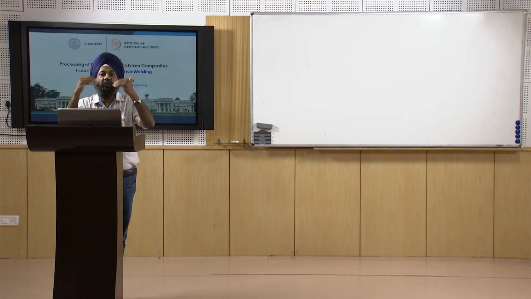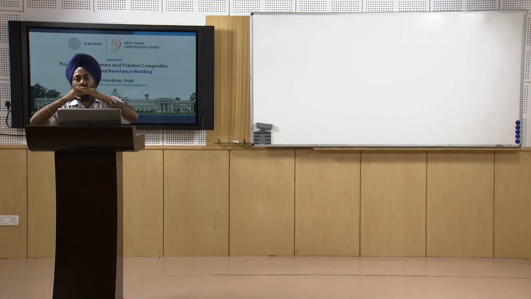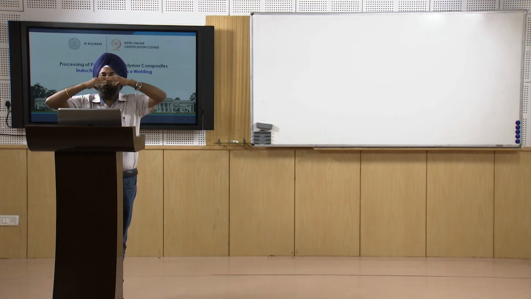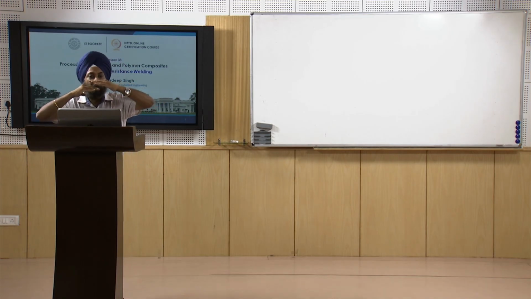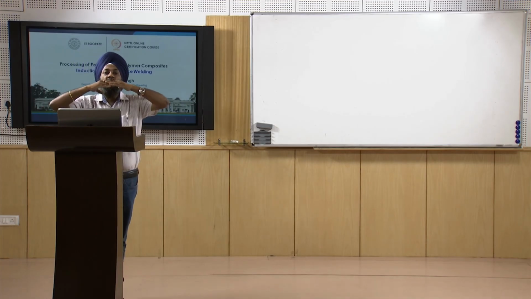There, because of the heat, the temperature will rise above the glass transition temperature, and we are applying pressure here, this is the pressure clamp. Because of the pressure also acting, the two adherents will not deform. They will stay in their place, but at the interface there will be a heating effect, and because the temperature goes beyond the glass transition temperature, we can remold the polymer at that point and form a joint.